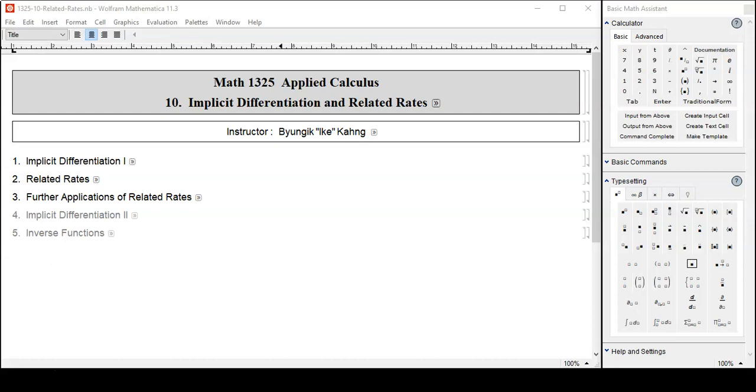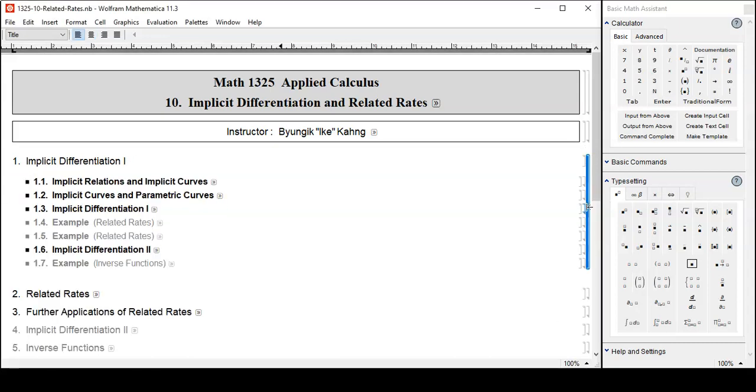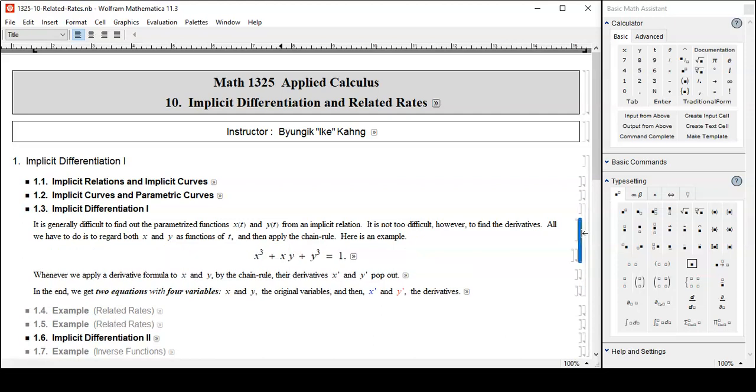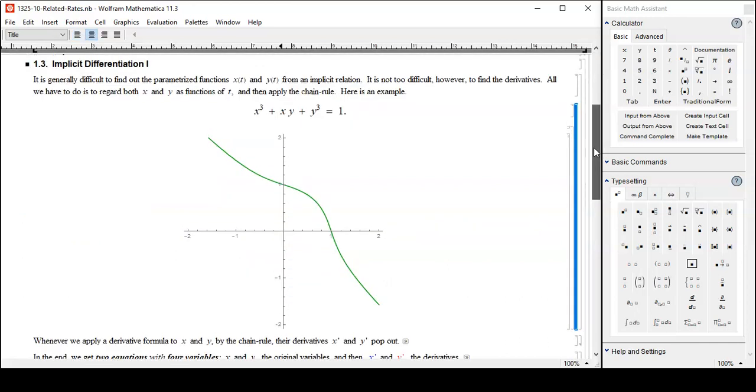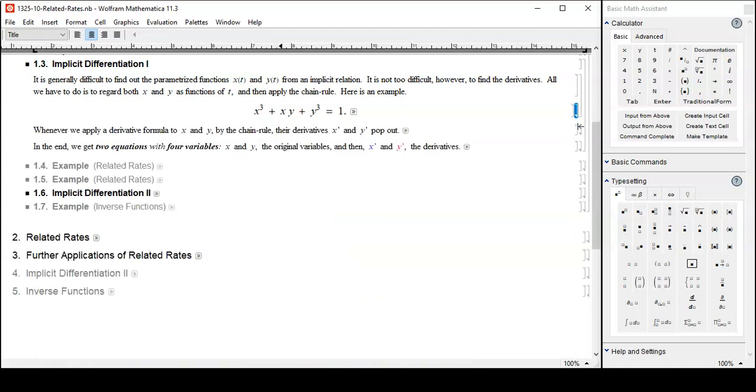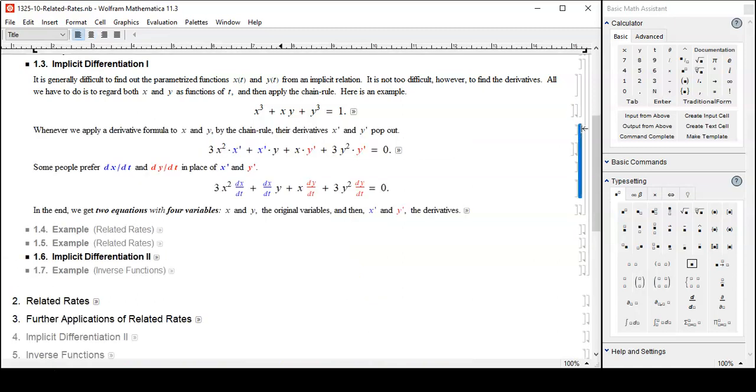Hello students, welcome back. Previously, we went through the technique of implicit differentiation. For instance, starting from an implicit relation like this, associate it to an implicit curve like this, resulting in the implicit differentiation like this in French notation, or like that in German notation.